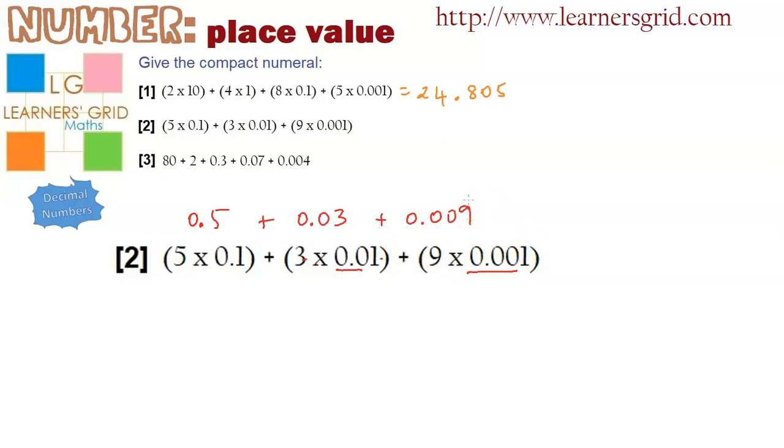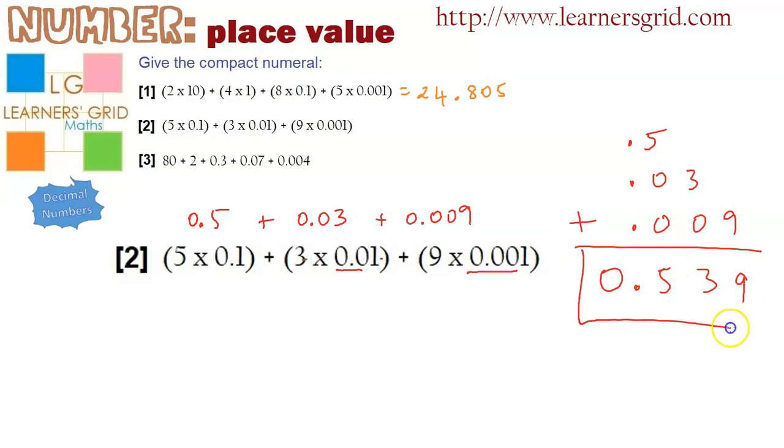Okay, so again, the simplest way to do that in many ways is to just get your decimal points all in a row and then put in the digits. So 5 goes here, 0, 3, and then 0, 0, 9. Add them all up, right? So 9, 3, 5 point, and there you go. That's the answer. So the answer is 0.539. Okay, and that's the compact version of number 2.